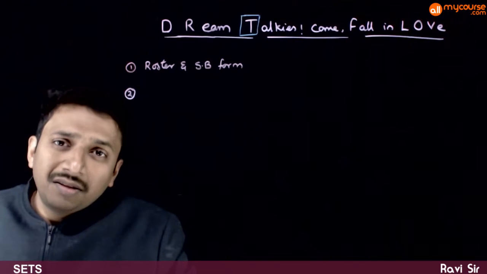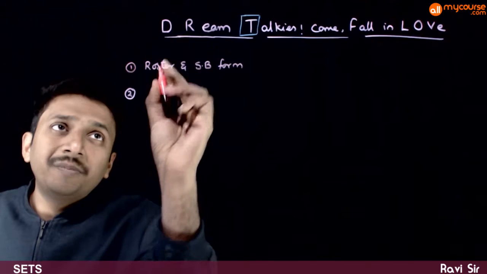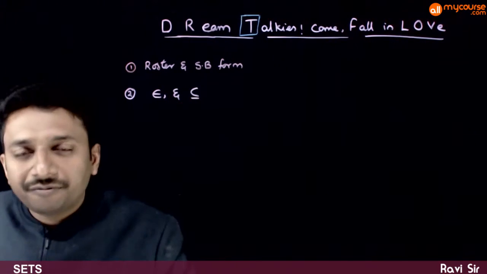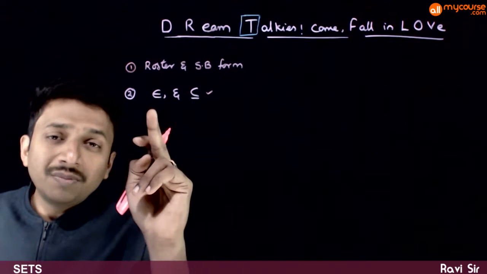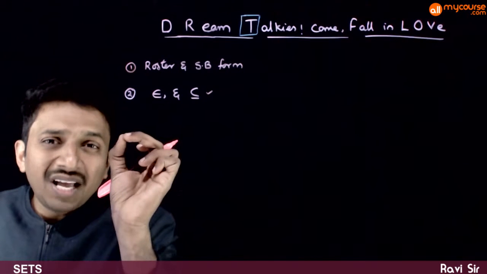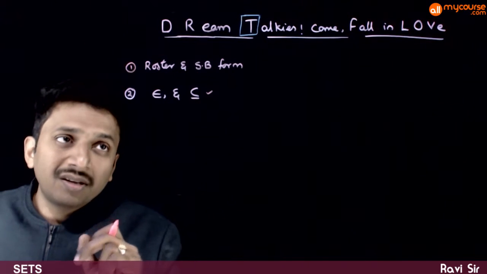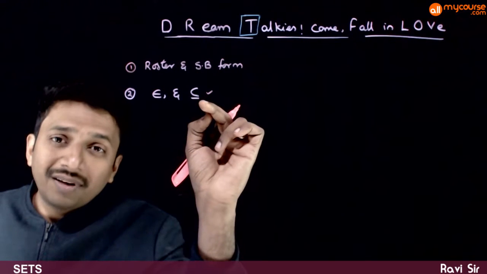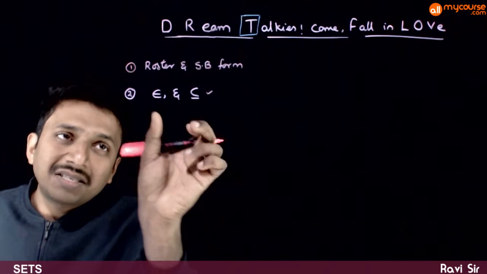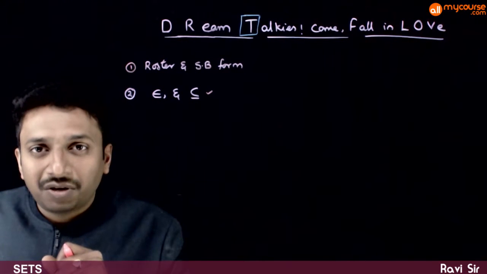So next, you'll be asked questions based on the difference between the symbols belongs to and subset of. There are two symbols that you have learned. In the definition topic, you have learned the symbol belongs to. Every element of a set belongs to the set. And in the representation topic, or in the terminology topic, you have learned about subset. So you'll be asked to see the difference between belongs to and subset of.